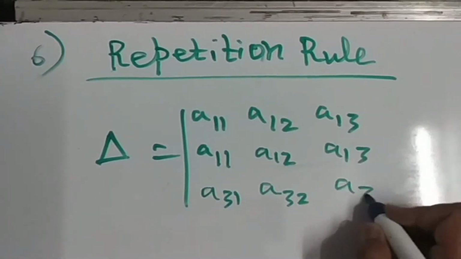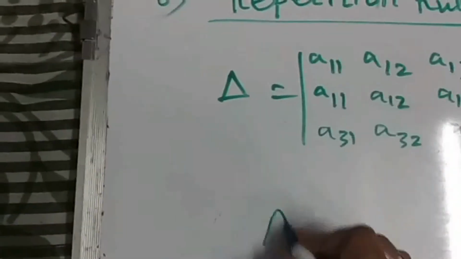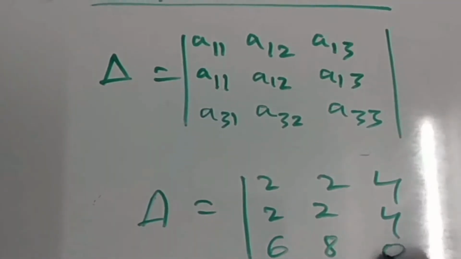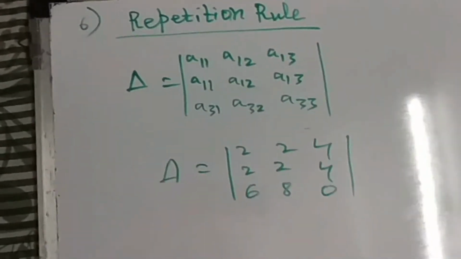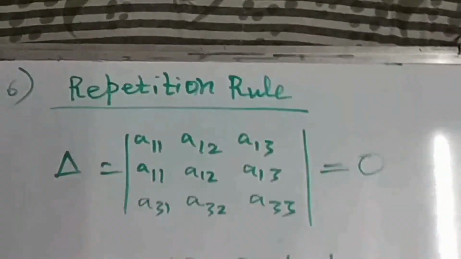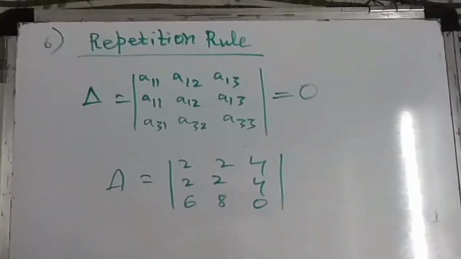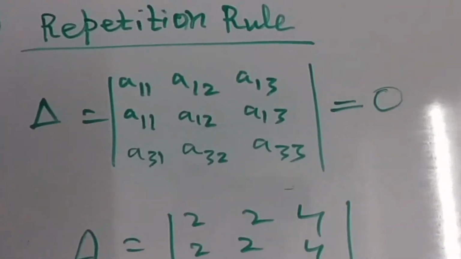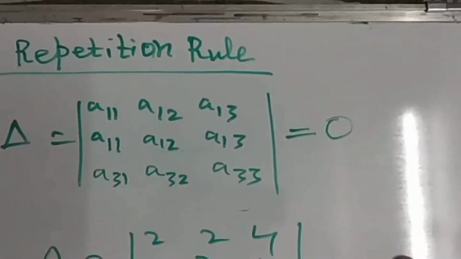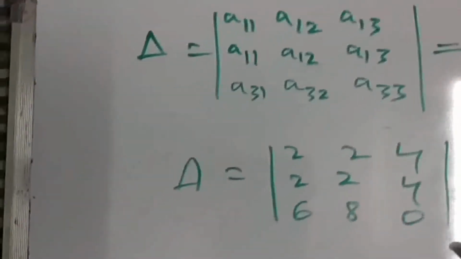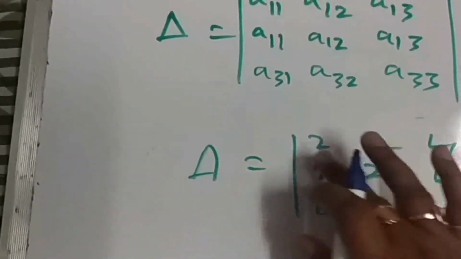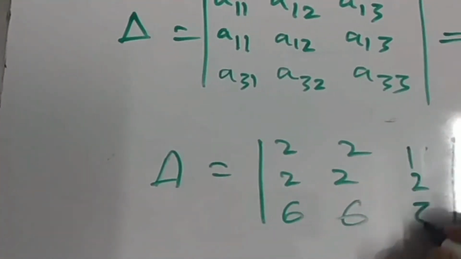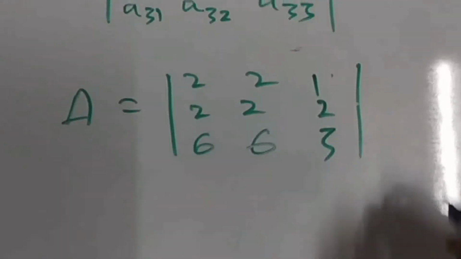Then what will happen? Practical example: suppose in the determinant the first row is 2 2 4, and again the second row is 2 2 4, and here 6 8 0. First row and second row are the same, so the determinant will diminish to 0. The value of the determinant will be 0. Not only that, if any two columns are the same, then the same thing happens. For example, it is 2 2 6, it is also 2 2 6, and the other is something else. If two columns are the same, then also the value will be 0.